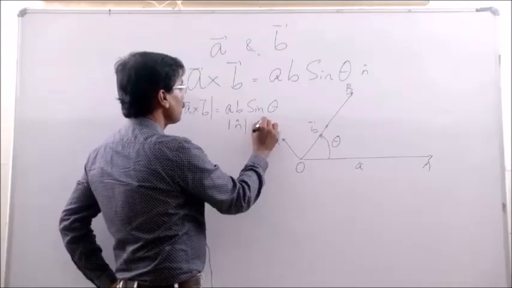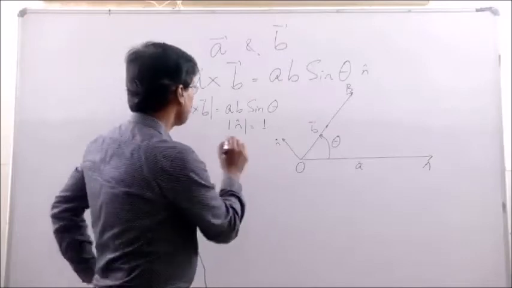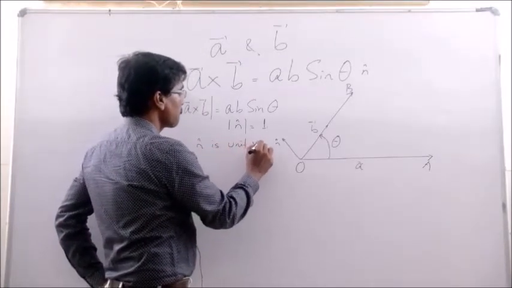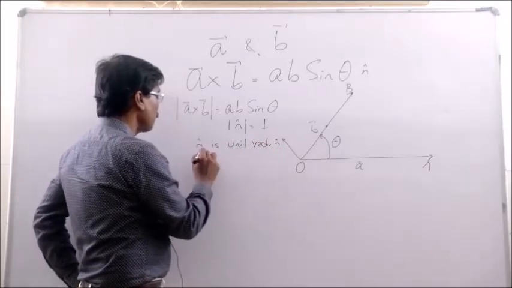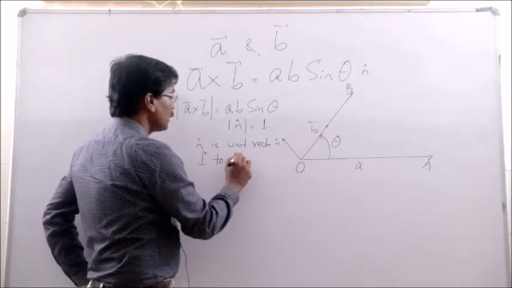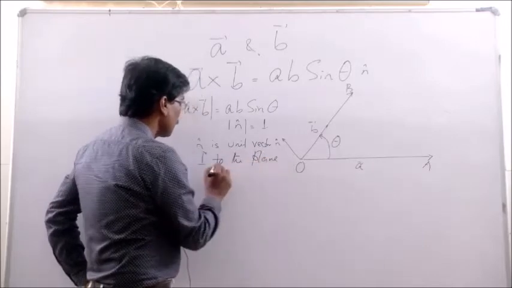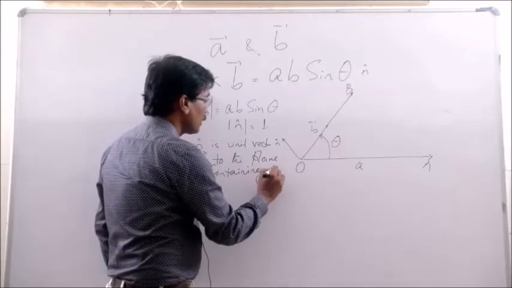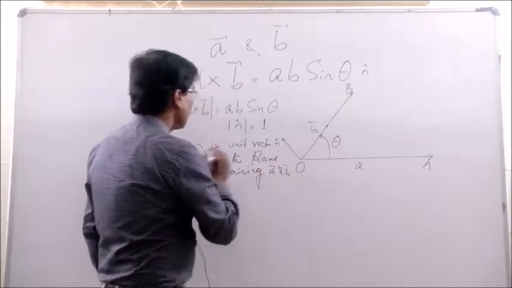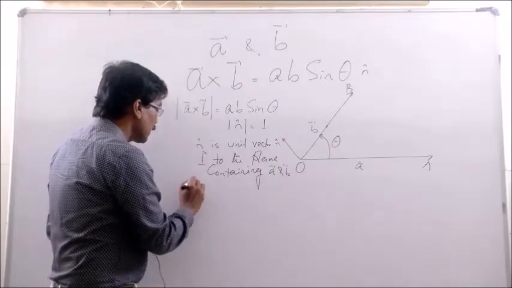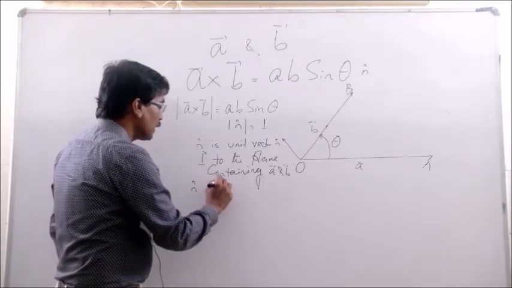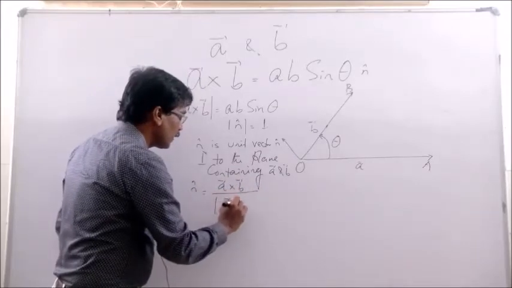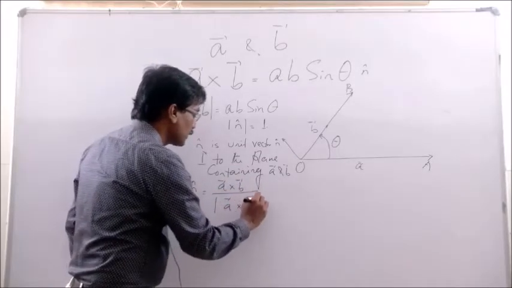So next, magnitude of a cross b is equal to ab sin theta, where magnitude of n cap is equal to 1, because n cap is a unit vector perpendicular to the plane containing both a vector and b vector. Next, n cap is nothing but a cross b divided by magnitude of a vector cross b vector.